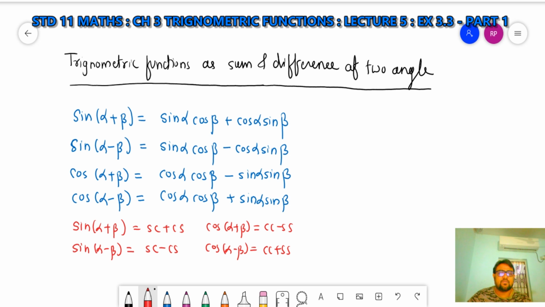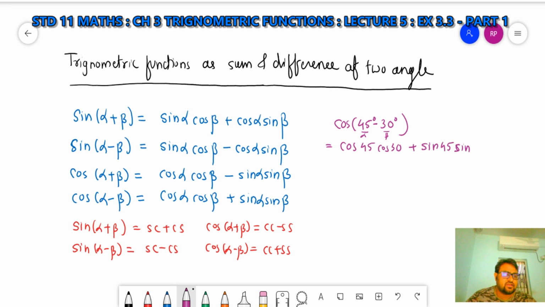If I am asked to find it out, let's take cos 45 degree minus 30 degree, the difference. So what formula? CC plus SS. So cos, this is alpha, this is beta, so cos 45 cos 30. Here it is minus, and in cos the sign changes, so plus sine 45 sine 30.